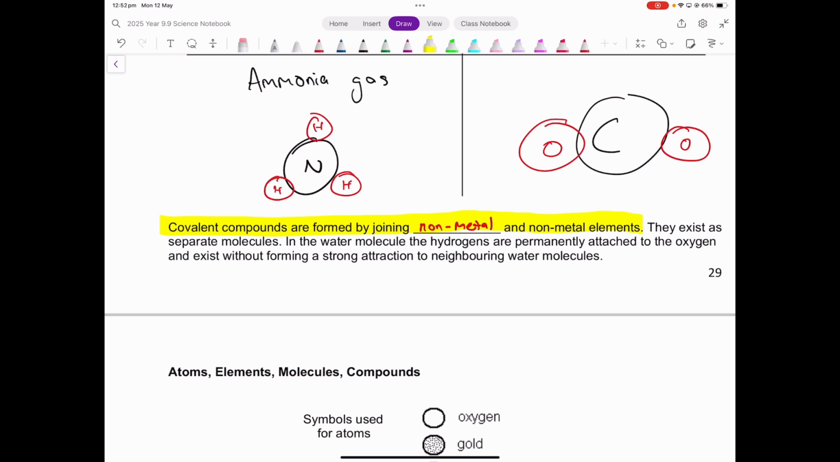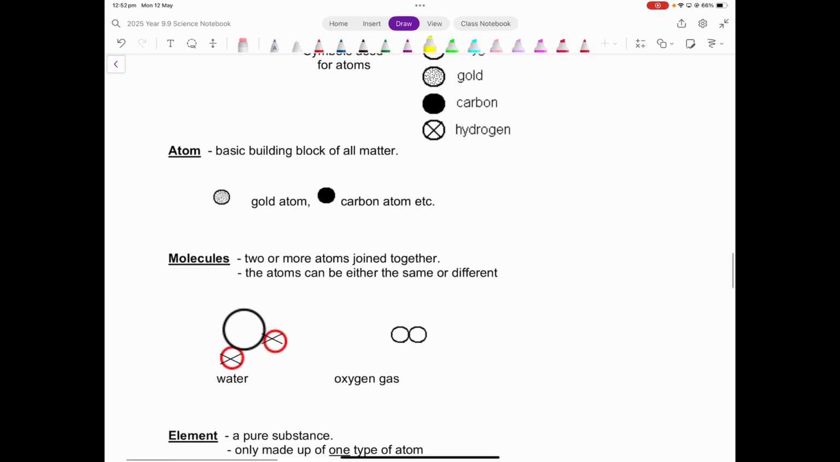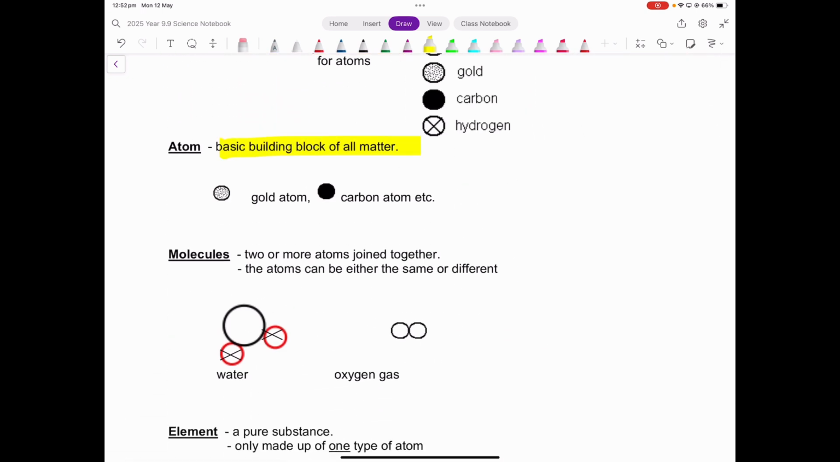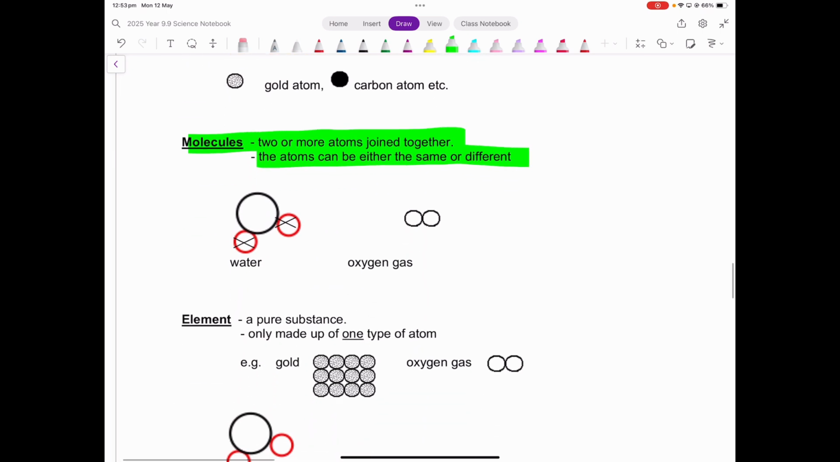Okay? So we now have 4 really important words that we're going to define together. So let's have a look at what these 4 words are. Some are familiar, some are new. So number 1, atom. As we talked about previously, an atom is just the building block of all matter. So we can have carbon atoms, hydrogen atoms, aluminium atoms, you name it. The next word is molecule. And this is where we have 2 or more atoms joined together. But you'll notice that these atoms can either be the same thing or a different thing.